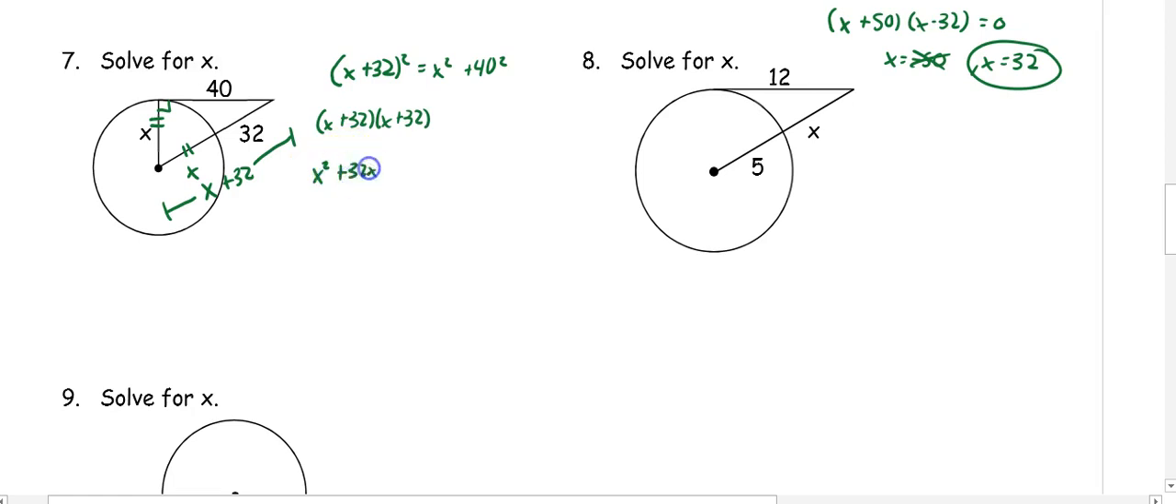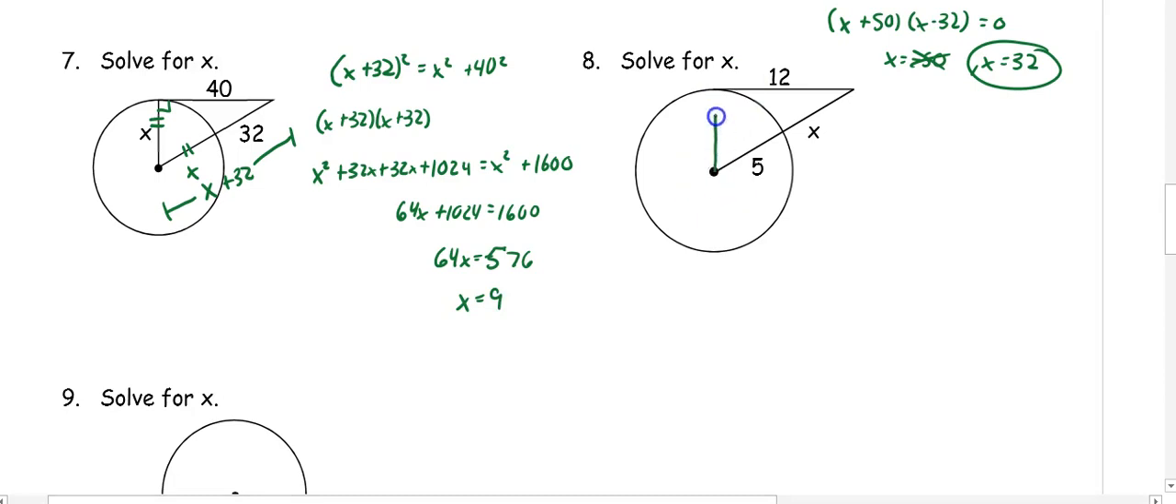And continuing, we have 32x plus 32x plus 1,024 equals x squared plus 1,600. Now this time there's an x squared on both sides, so those cancel out, and we're left with 64x plus 1,024 equals 1,600. We can subtract the 1,024 from both sides. We get 64x equals 576. So when we divide 576 by 64, we get x is 9.